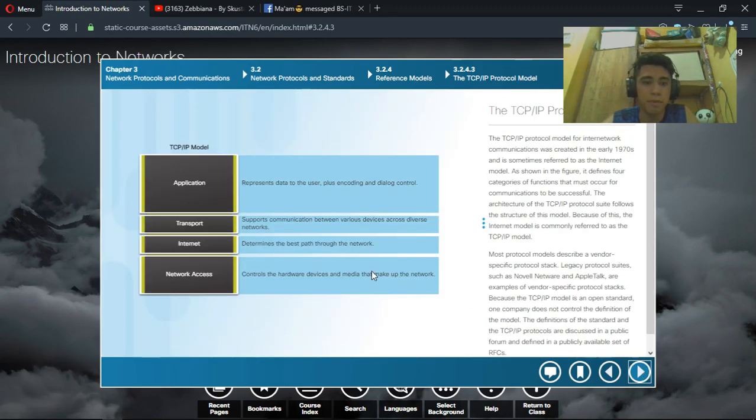In the TCP/IP model, application represents data to the users, transport supports communication, internet determines the best path through the network, and network access controls the hardware devices and media that make up the network.